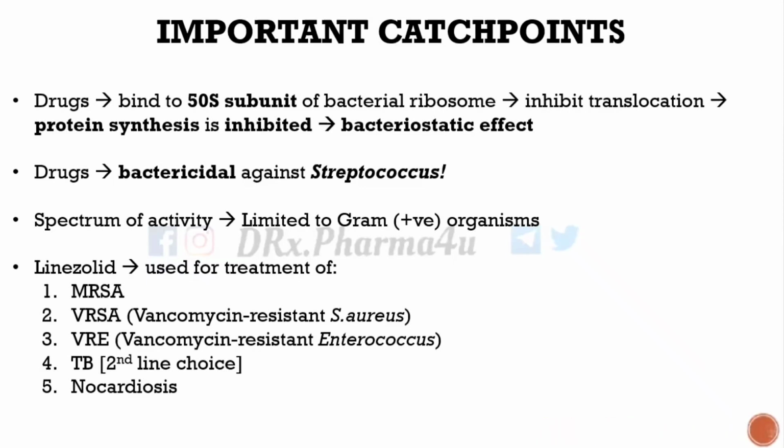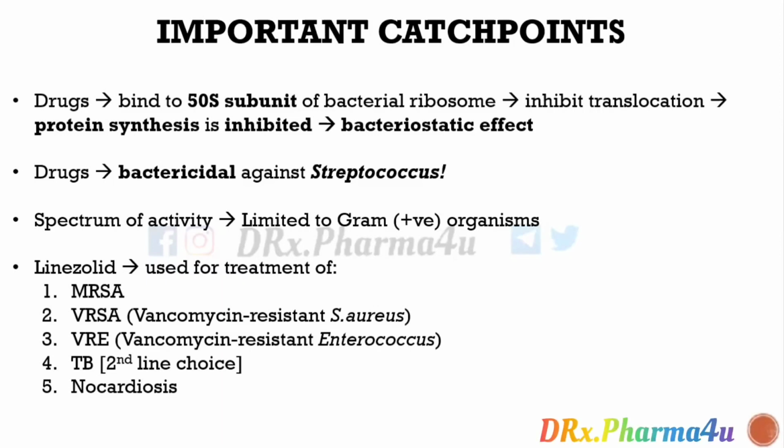The problem with this antibiotic is that the spectrum of activity is very narrow. The risk of side effects is more, and it also has a risk of resistance. So the spectrum of activity is usually limited to gram-positive organisms. As you saw in the second point mentioned here, streptococcus is gram-positive. Like that, there are many other gram-positive organisms against which it has activity. It can be a staphylococcus also.